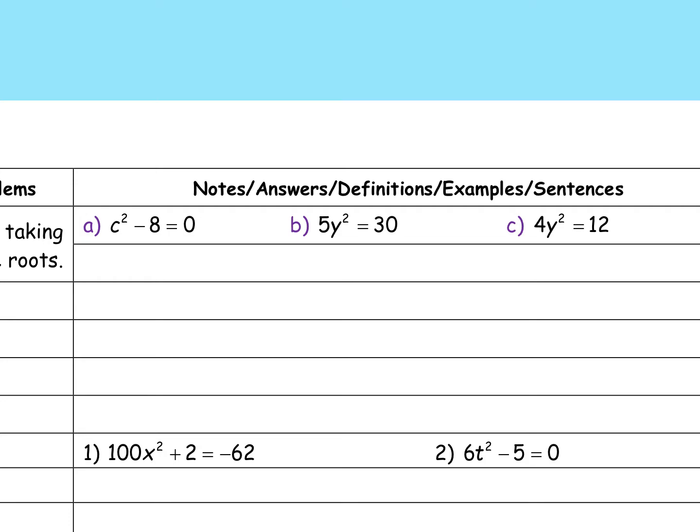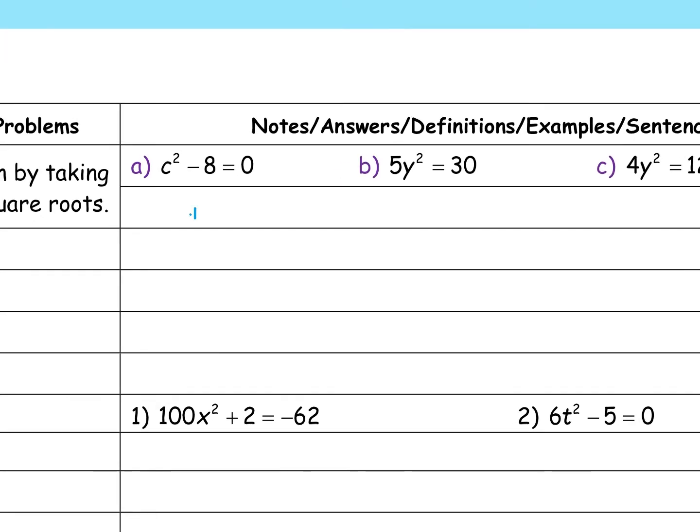Add 8 to both sides. And I'm going to get c squared equals 8. Square root. And I'm going to get c is going to equal plus or minus, let's see, that's 4 times 2, so 2 root 2.